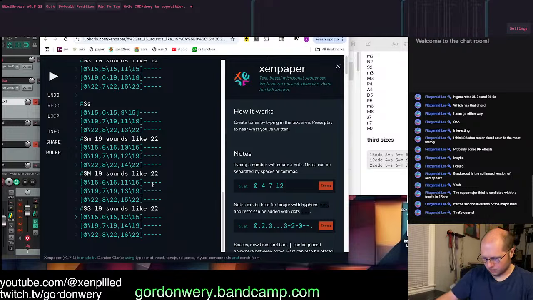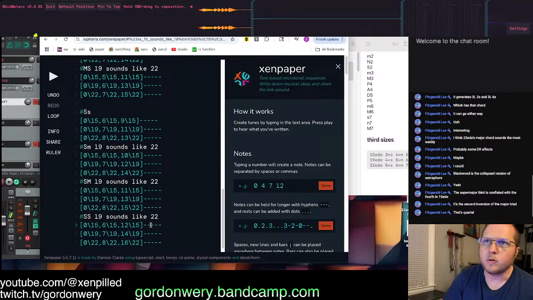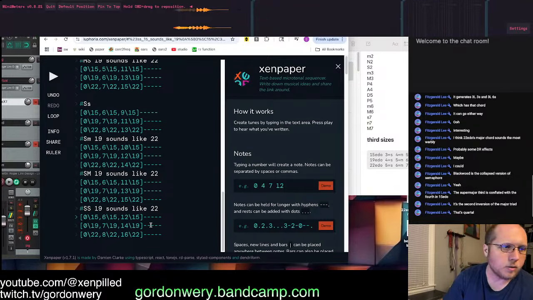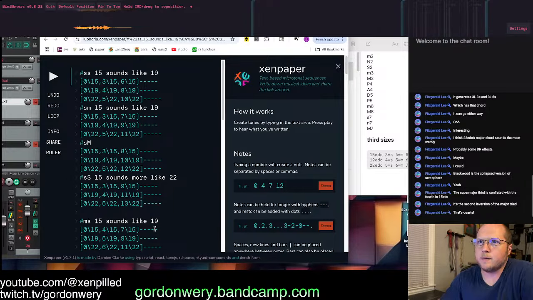So this is that same chord as before. That's the same chord we were just playing a minute ago. That's that quartal chord. Alright. Super major is completed. Well, yeah, cool. That's kind of fun.